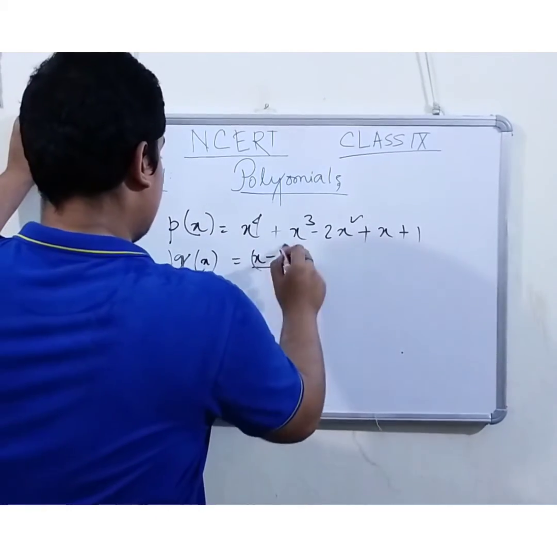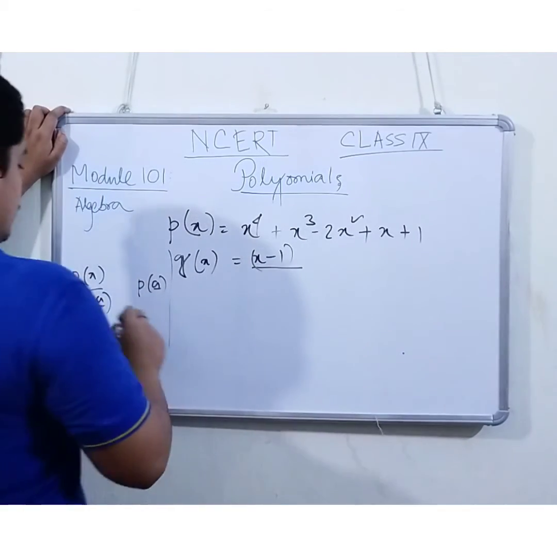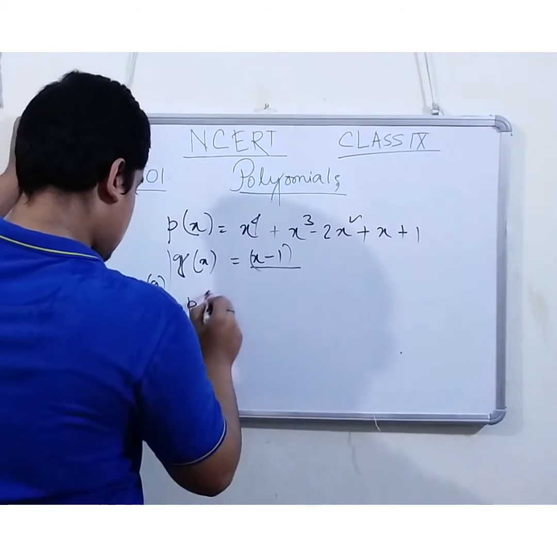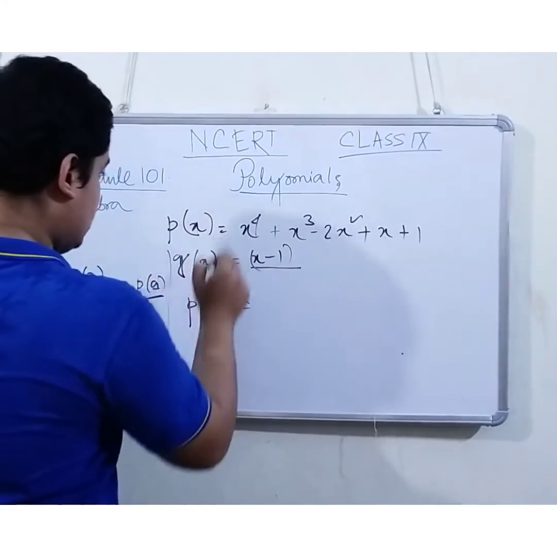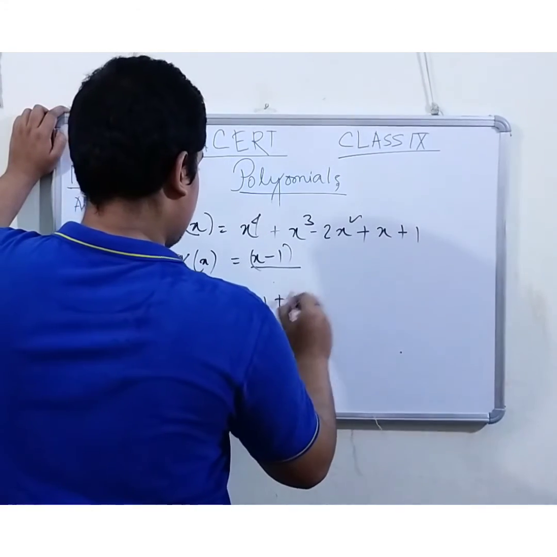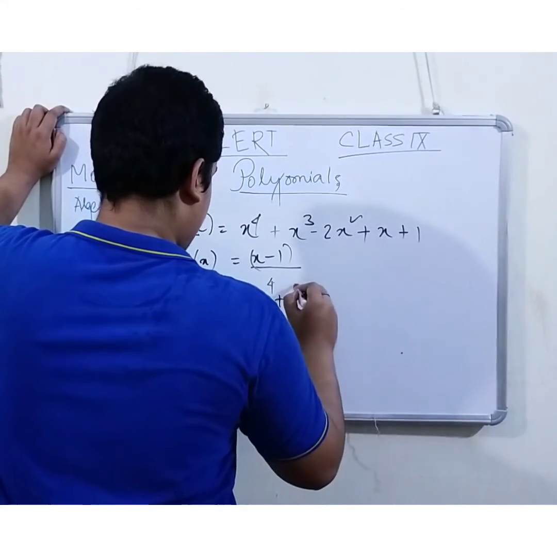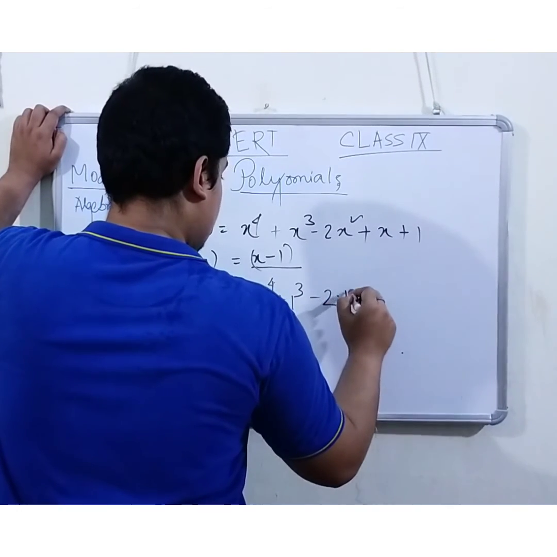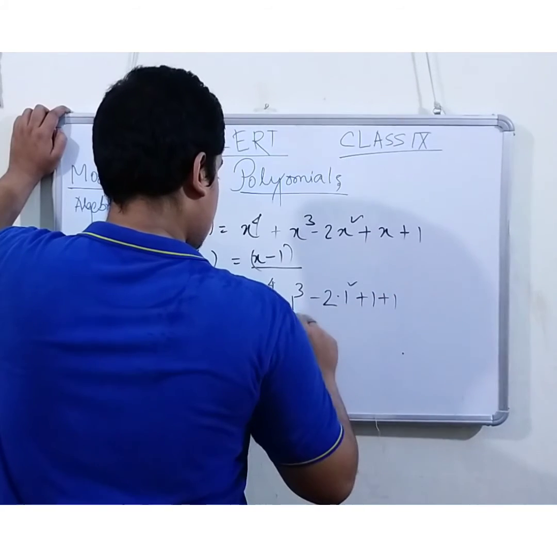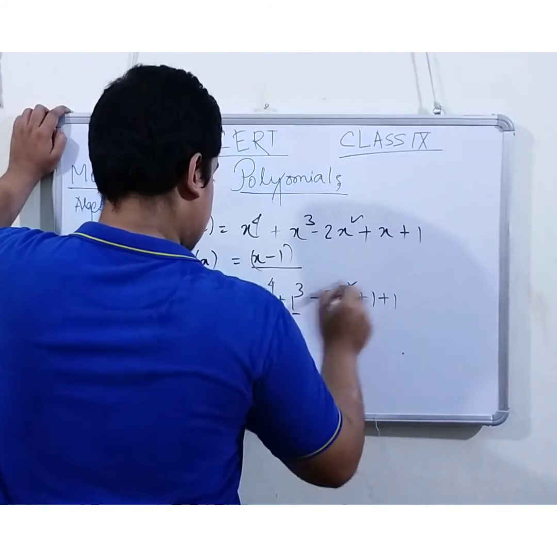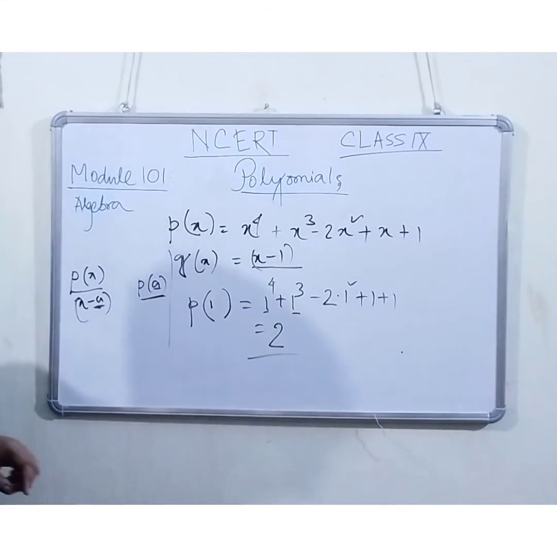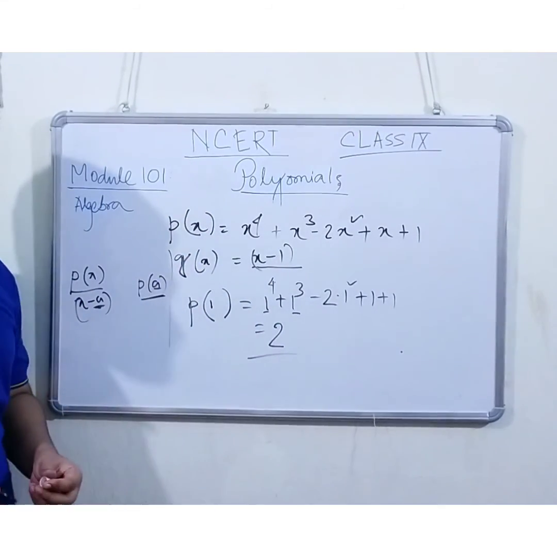What will we do? Here we are dividing by x minus 1. So here a is 1. So the remainder will be p(a), so p(1). We will put here p(1) equals 1 plus 1 to the power 4, 3 minus 2 into 1 square plus 1 plus 1. So 1 and 2 cancel, 2, 2, 2. So the remainder we will have is 2. Okay.